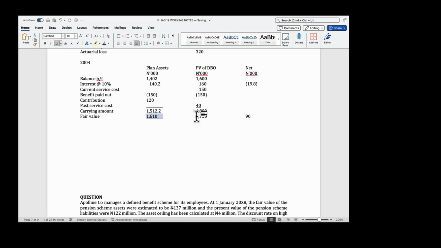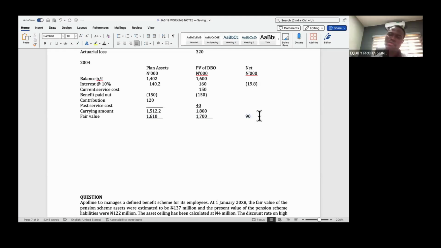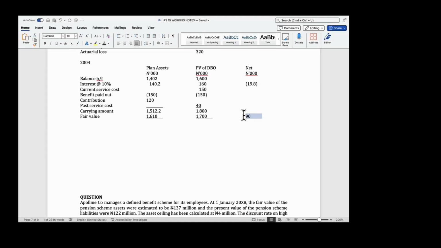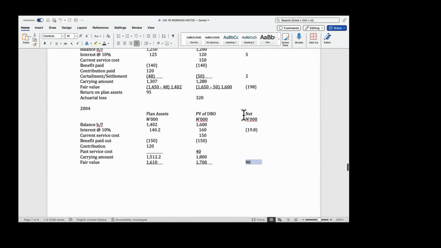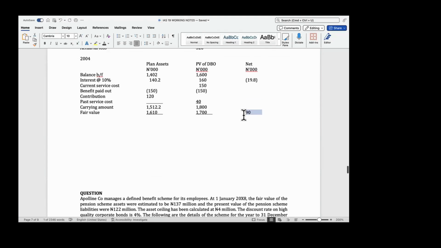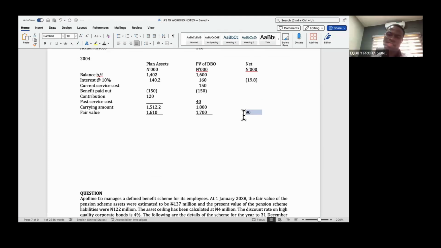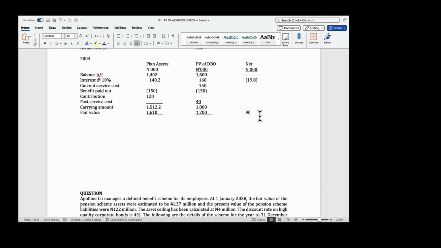Surplus, sir. Return on plan assets. No, sorry. Loss, sir, is... sorry, deficit, sir. Deficit. Yeah, deficit. What's the other name for deficit? Loss. Net defined benefit obligation. You tried.